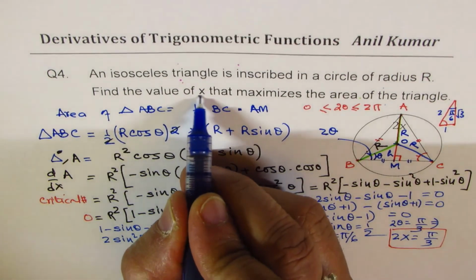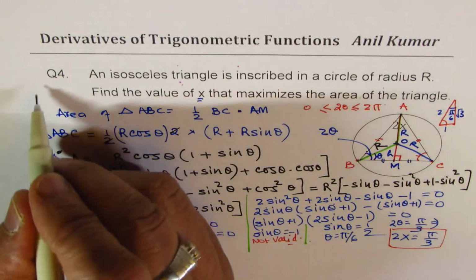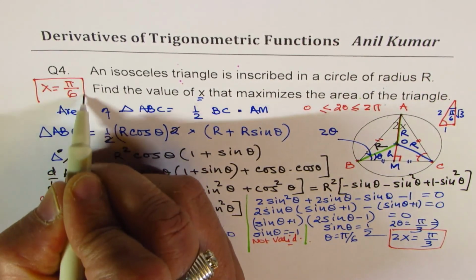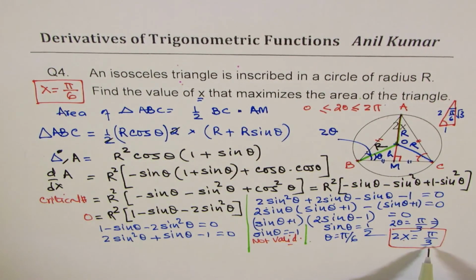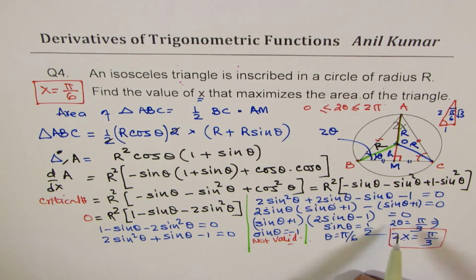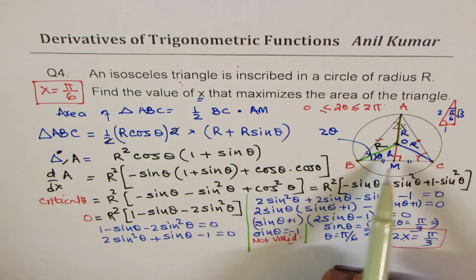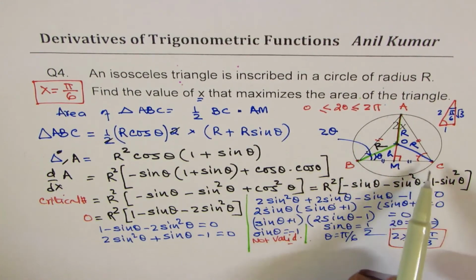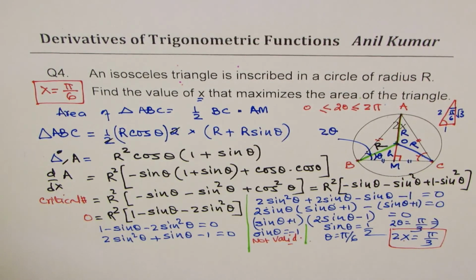We need to find the value of x. That means x is equal to pi by 6. Do you see that? Since 2x is pi by 3, x is pi by 6 for the maximum area. Perfect, right? So that is how you can show that this is the maximum area. For maximum area, the triangle is an equilateral triangle. In fact, all angles are 60 degrees, or pi by 3.